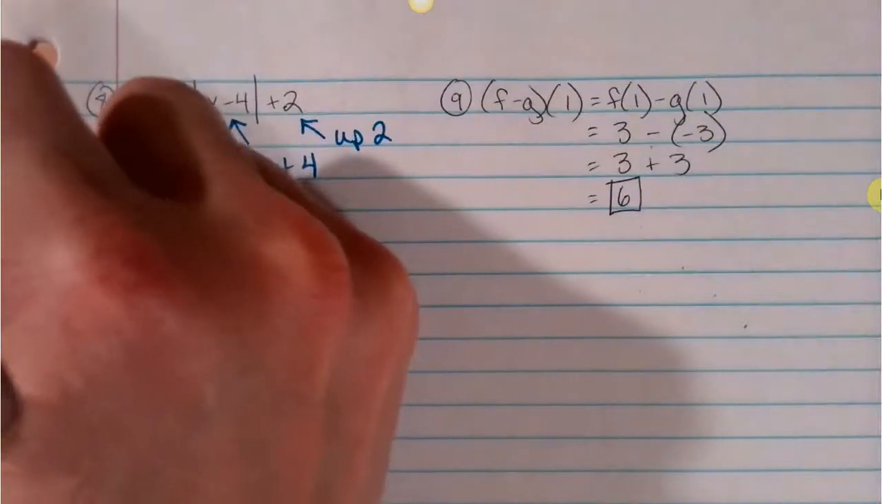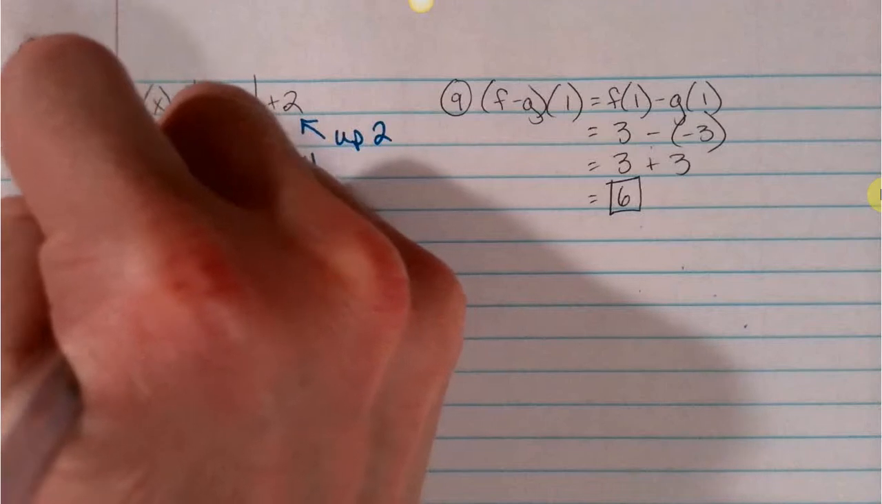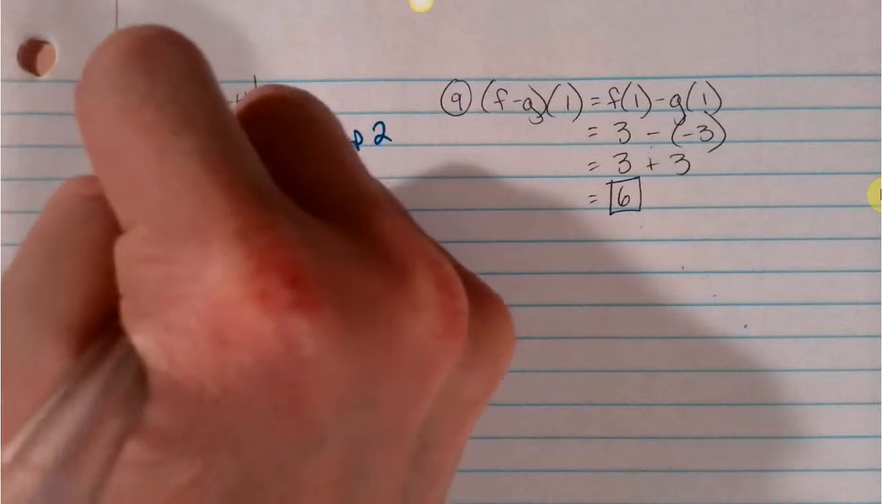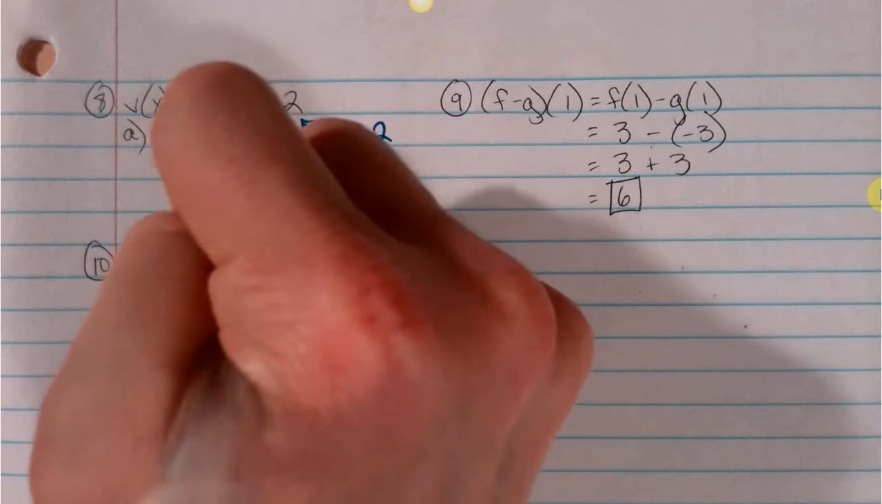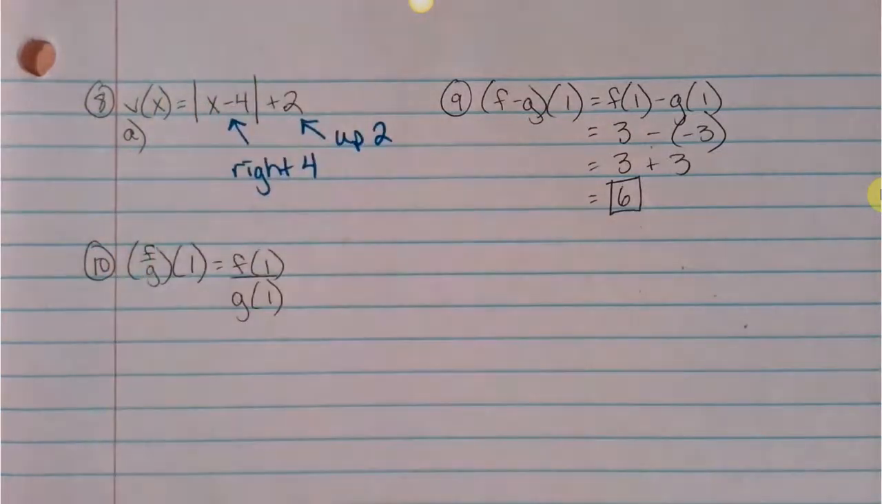Number 10, we are asked to find f divided by g of 1, which is the same as f of 1 divided by g of 1. And here we are given a list of ordered pairs for each of these functions.